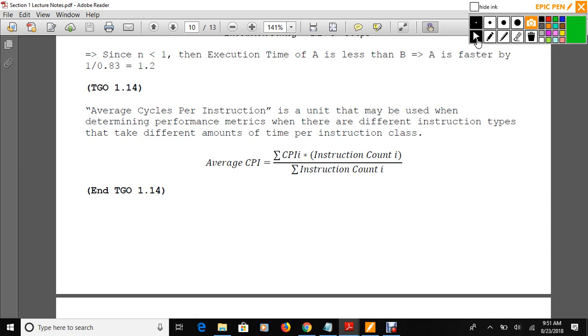And the next example question, you'll see this in detail. And then at the bottom, we just sum the total instruction count. And that allows us to correlate the number of cycles it would take to execute a branch instruction versus the number of cycles it would take to do a load or a register type or arithmetic type of instructions. And allows us to formally define average CPI as a unit that may be used when determining performance metrics when there are different instruction types that take different amounts of time per instruction class.